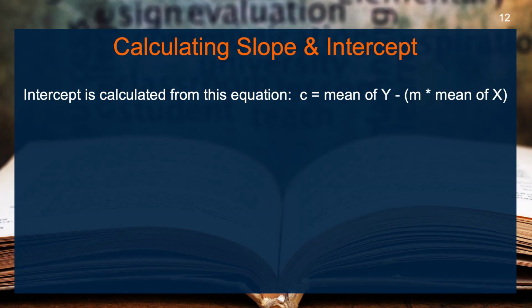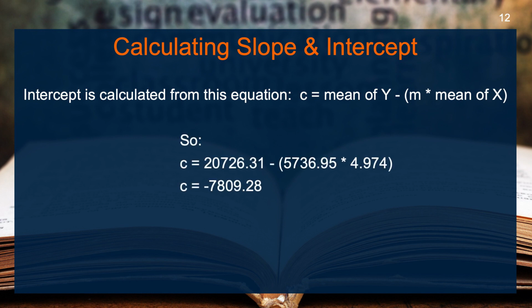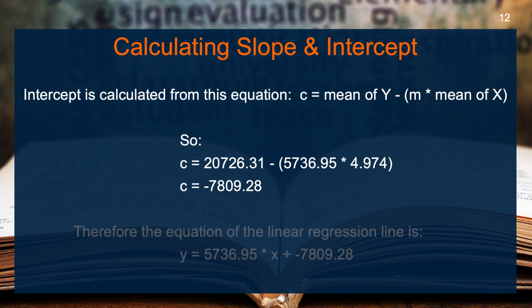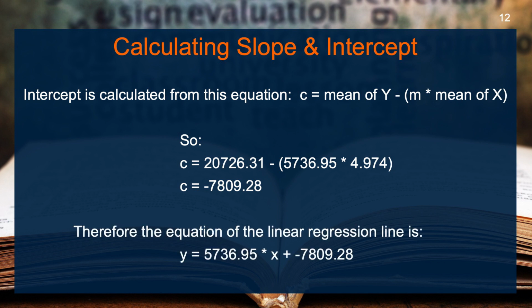Intercept is calculated using this equation. So intercept equals the mean of y minus the slope times the mean of x. If we put those values in, we get an intercept value of minus 7,809.28. We feed all those in then to the equation of the linear regression line, and it comes out as y equals 5,736.95 times x plus minus 7,809.28.